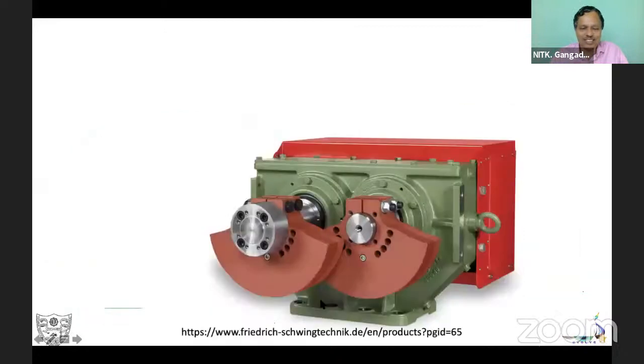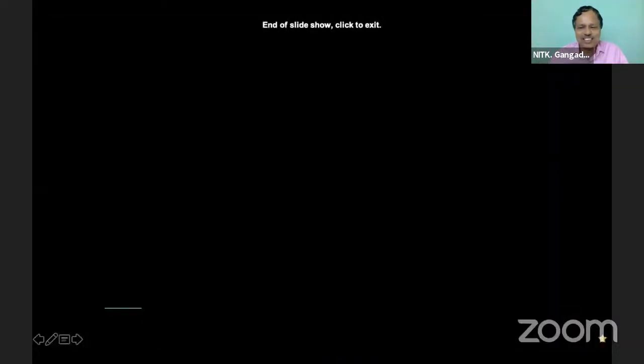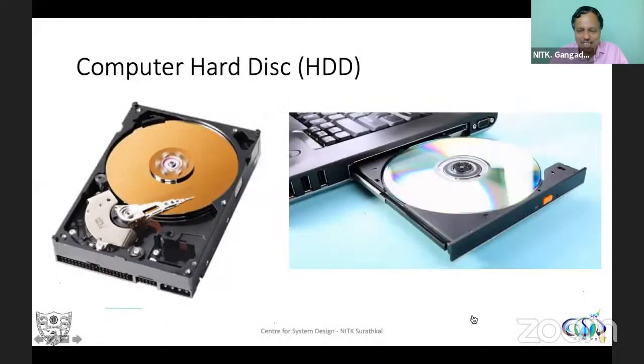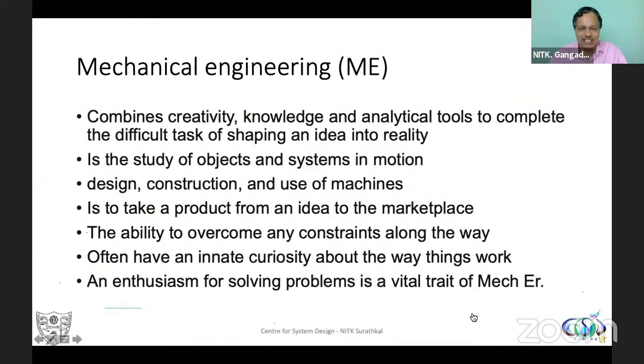So this is how it is. I just also looked at how such unbalances can be created in mechanical engineering for required things. I will not be getting into that. So I think we should leave some space for question and answer, so I will just cover up with this. Few terms: a mechanical engineer combines creativity, knowledge, and analytical tools to complete the difficult task of shaping an idea into reality.